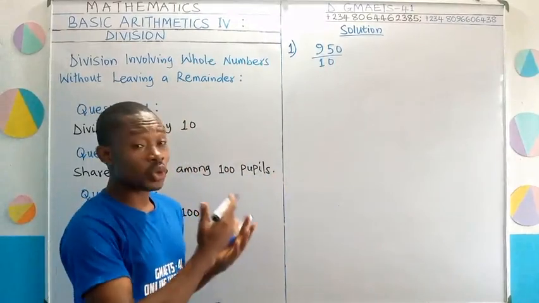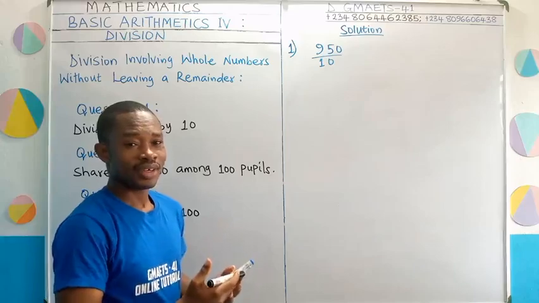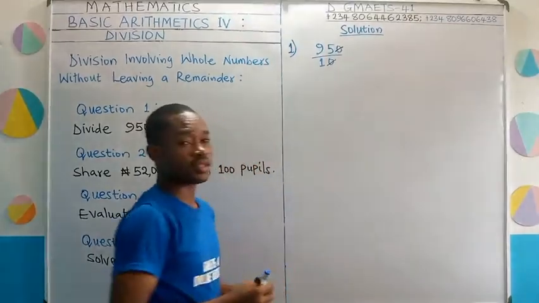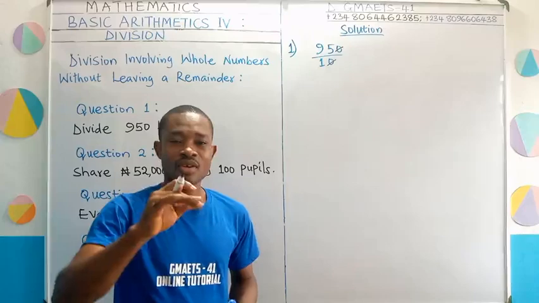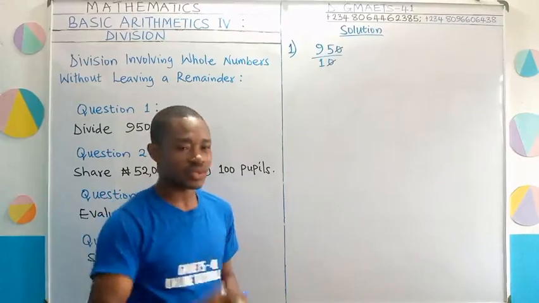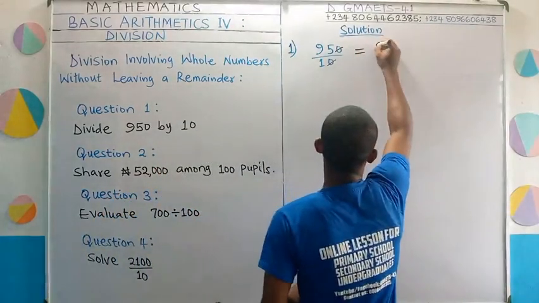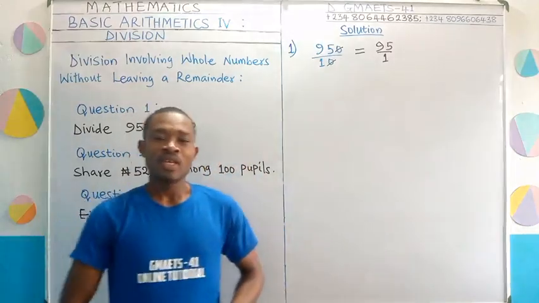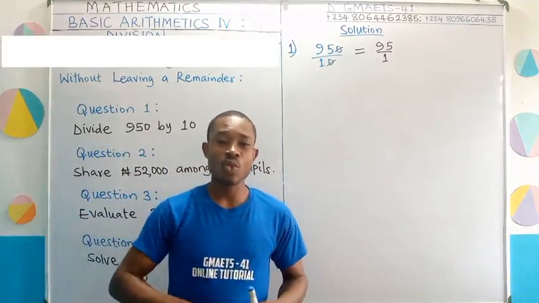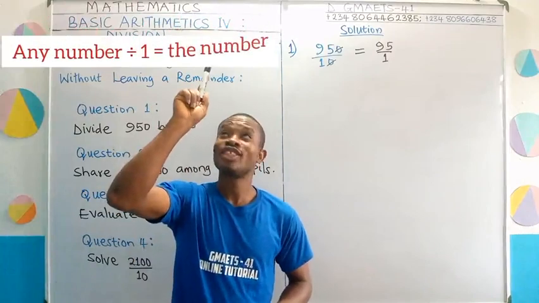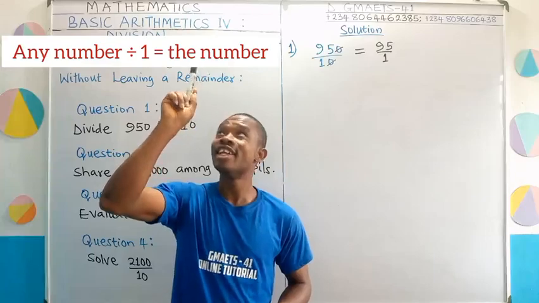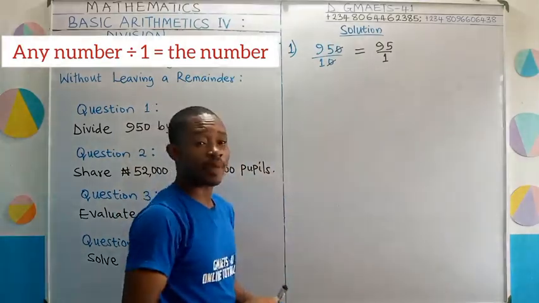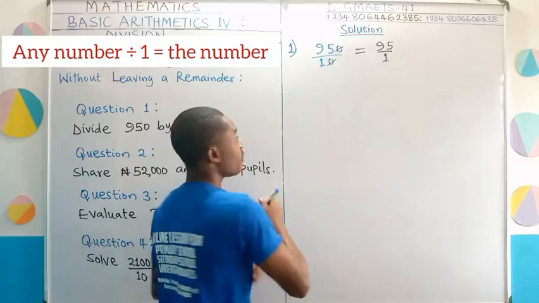Since the last digit of both numbers is 0, cancel off the zeros you have there. So this we cancel this. Are you following? They go off. It happens when the numbers end with 0. So this will give us 95 over 1. When you divide any number by 1, look at it. You can copy it into your notes: any number divided by 1 is equal to that number. So if I have 95 divided by 1, my answer will be 95.